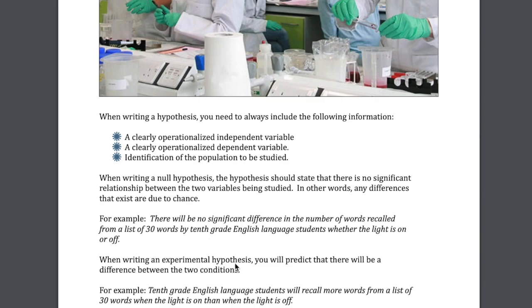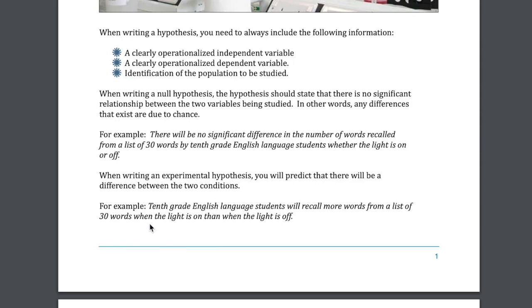So when writing an experimental hypothesis, you will predict that there will be a difference between the two conditions. So see, with the null hypothesis, there's no significant relationship. But with the experimental, or sometimes called research hypothesis, there will be a significant difference. Okay, so here is the experimental hypothesis. 10th grade English language students will recall more words from a list of 30 words when the light is on than when the light is off. So it's very affirmative.